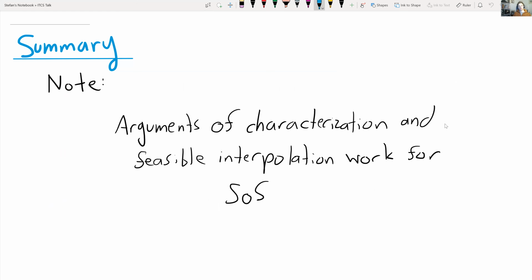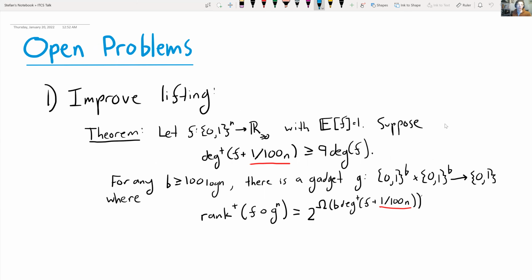I'd also like to note that all of the arguments we saw for the characterization and feasible interpolation also work for sums of squares. So there are some open problems that are very interesting after this work.